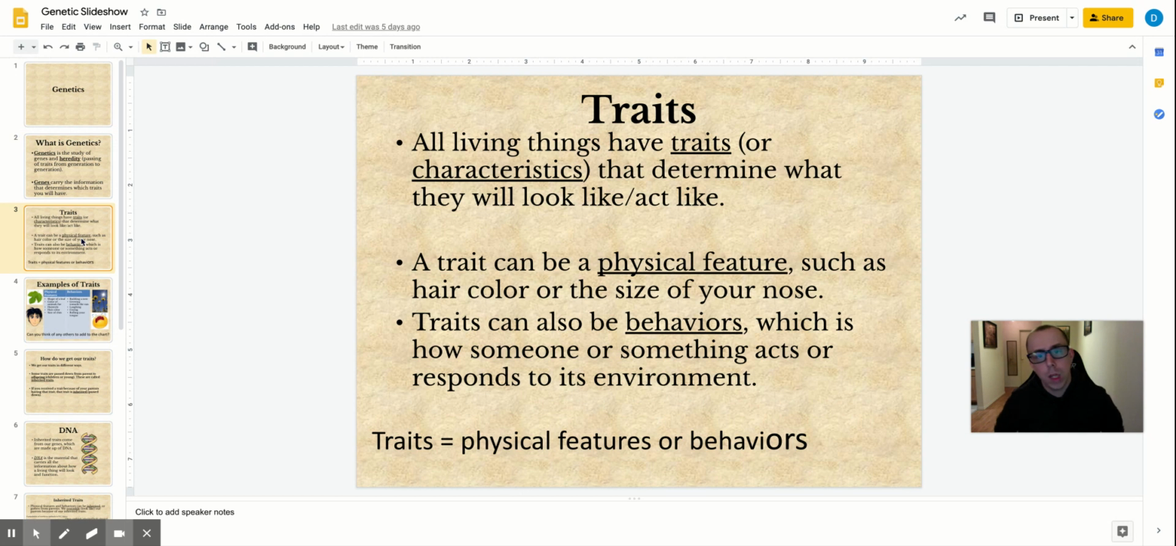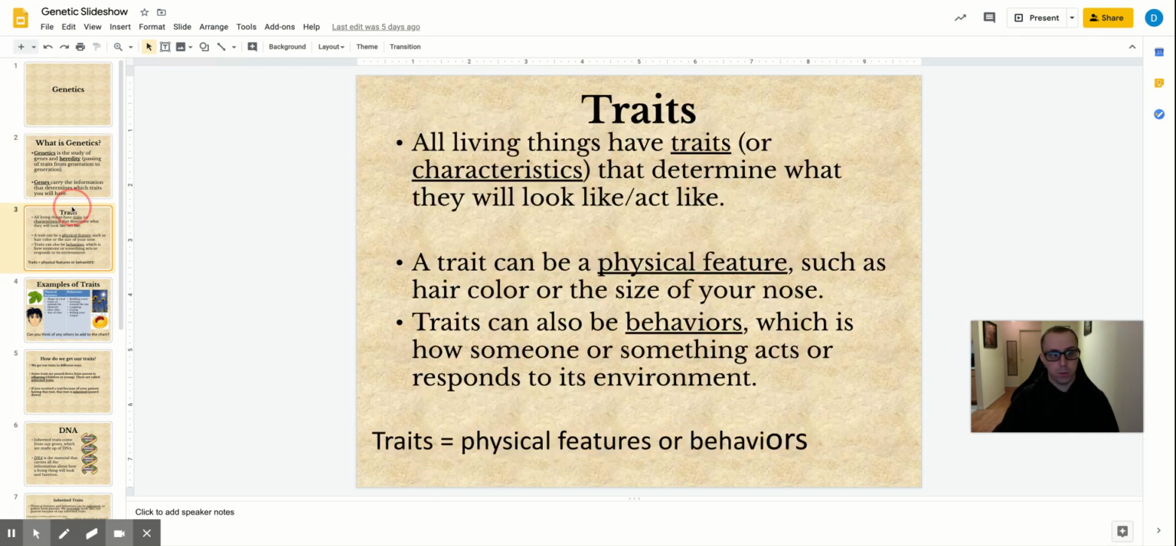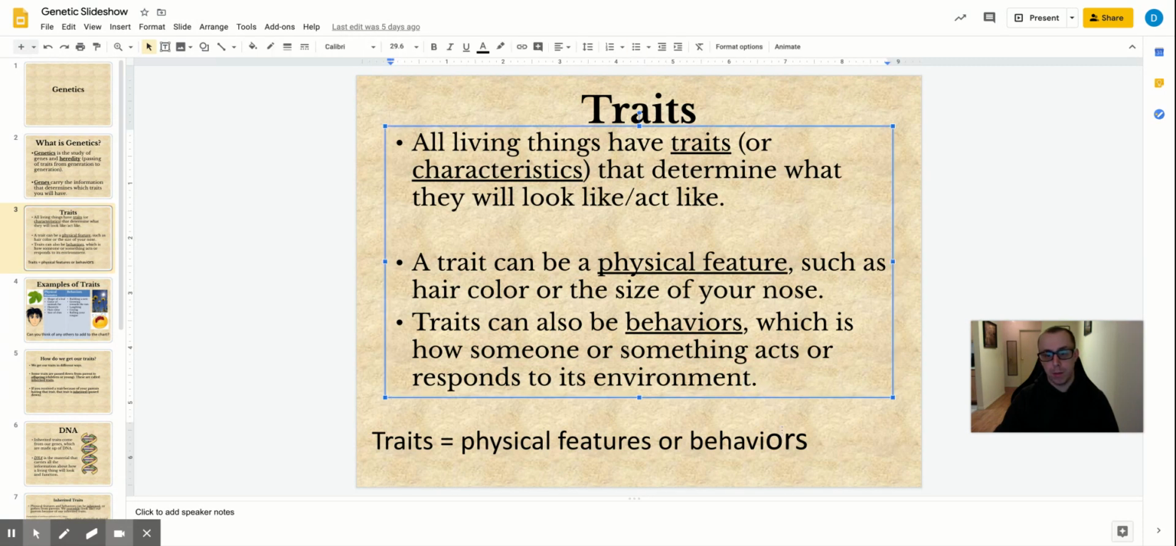Traits. All living things have traits or characteristics that determine what they will look like and act like. Notice how it says not only look like, but act like, because we did learn that behaviors are inherited through our DNA as well. A trait can be a physical feature such as hair color or the size of your nose. Traits can also be behaviors, which is how someone or something acts or responds to its environment. This is important here: how something responds to its environment, okay?